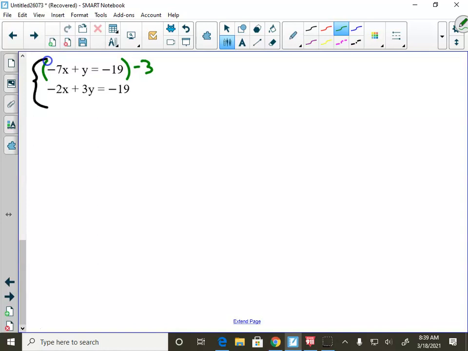Right, because negative 3 times y is going to give me negative 3y, and I already have a positive 3y here. That will let me eliminate the y variable. So let's multiply everything by negative 3. I would get 21x minus 3y is going to be equal to positive 57. And on the bottom, the equation stays the same. So I have, I'm sorry, it's negative 2x plus 3y is equal to negative 19.